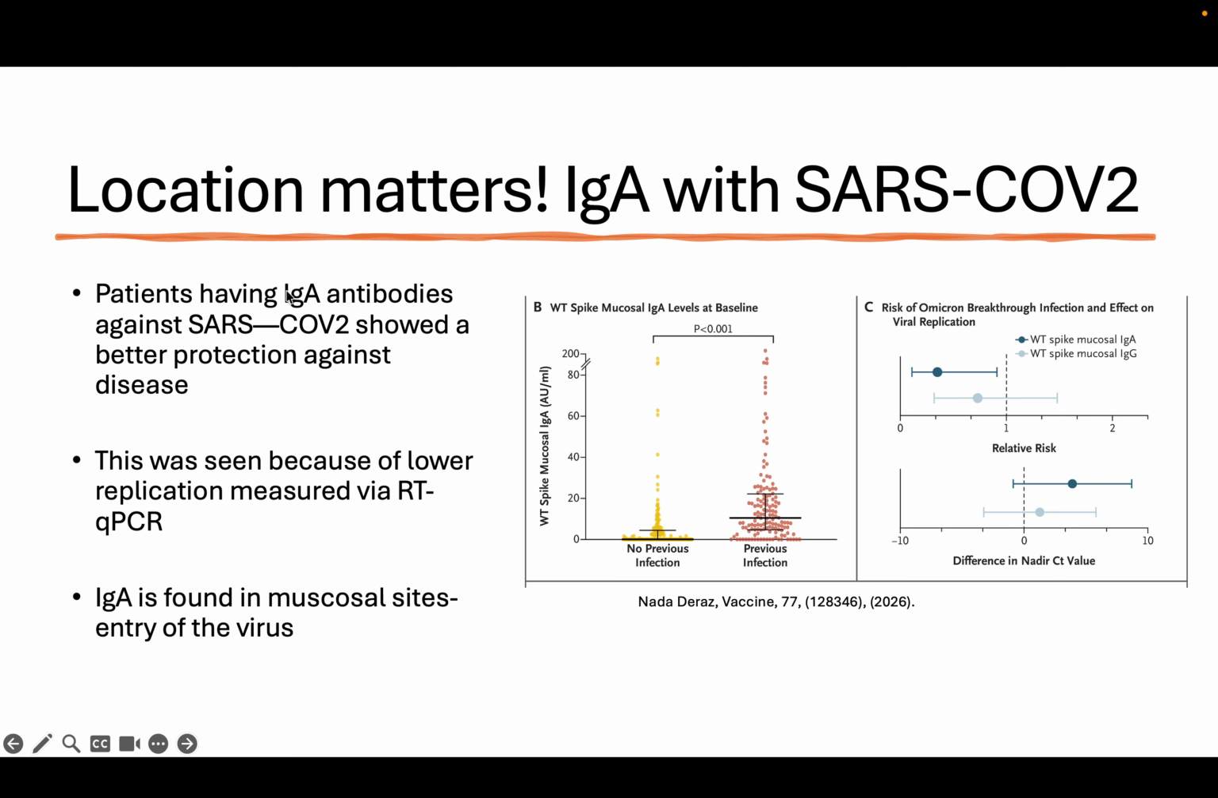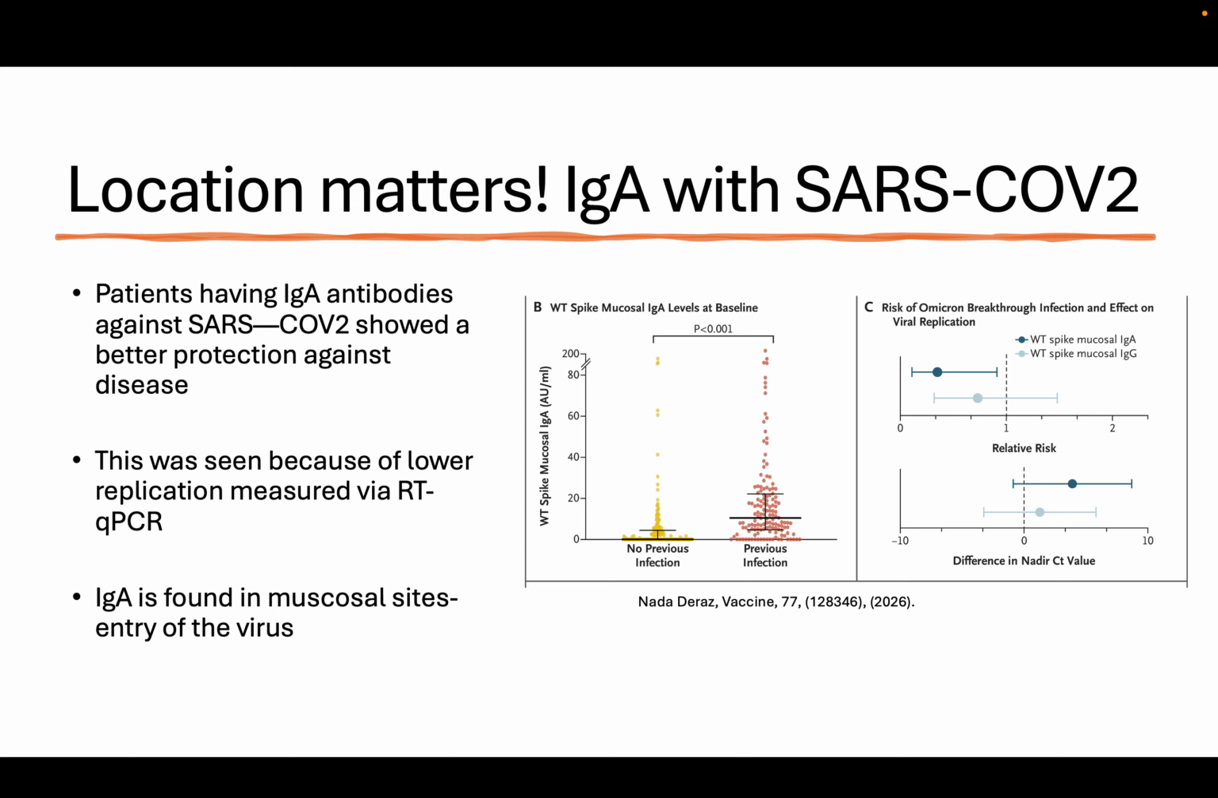IgA antibodies, as we know, are found in your mucosal sites. IgG is mostly found in your blood. SARS-CoV-2, this virus really infects mucosal sites. So IgG antibodies, even though you have a lot of them, are not really going to do much protection because the virus is infecting our epithelial or mucosal sites.